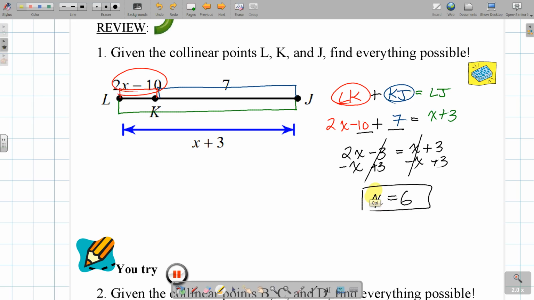Life does not end with solving for the variable, because that's squeezing the sponge. So we take that variable and we find everything possible. So we have 2 times 6 minus 10, that's going to be 2. And that's 7. And then this is going to be 6 plus 3, which is 9. And we check, does 2 plus 7 equal 9? Yes, check.